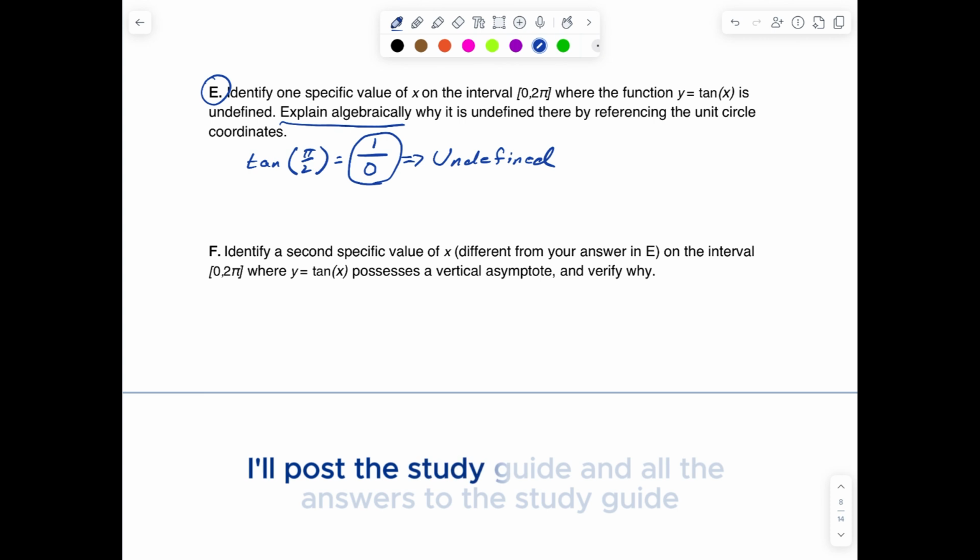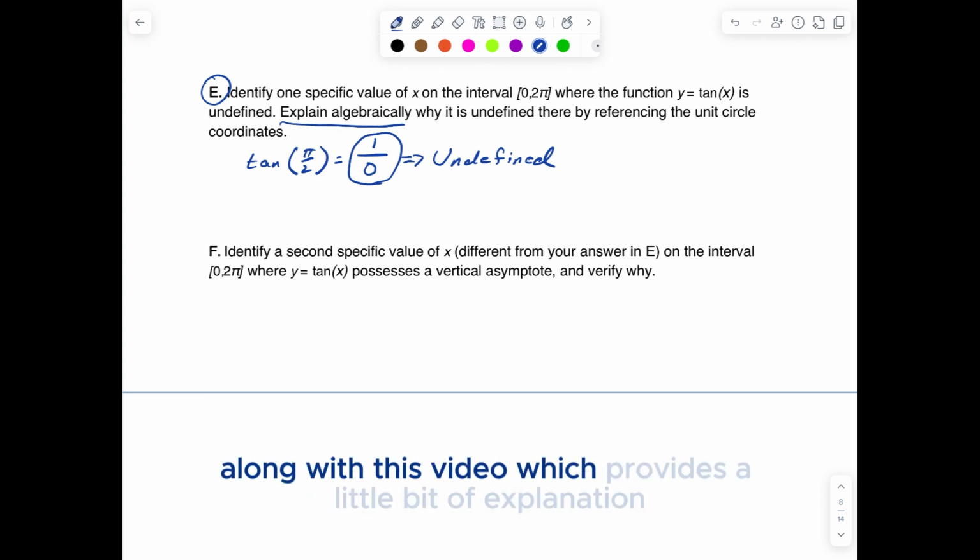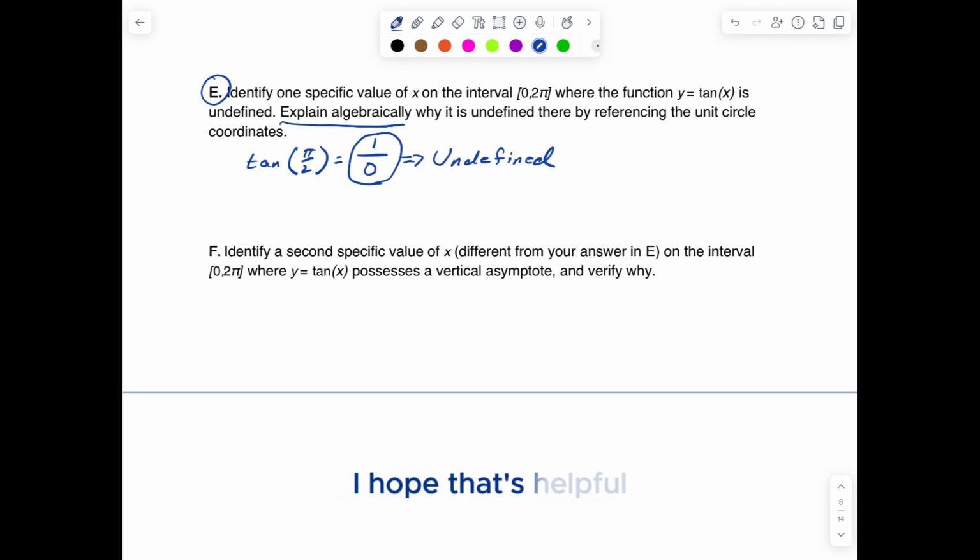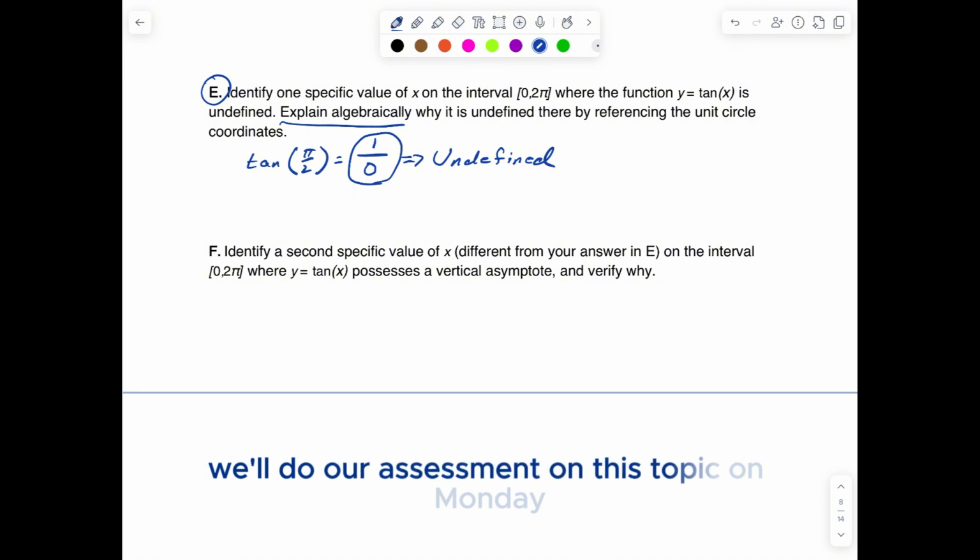Okay, and that's about it for the study guide. I'll post the study guide and all the answers to the study guide along with this video, which provides a little bit of explanation. I hope that's helpful. Please make sure you can do all of these. We'll do our assessment on this topic on Monday.